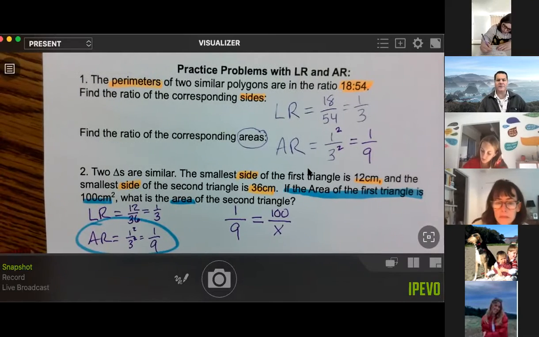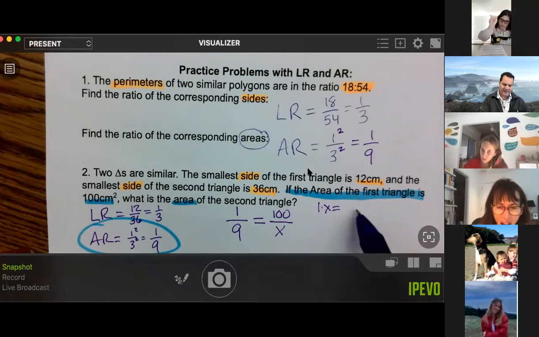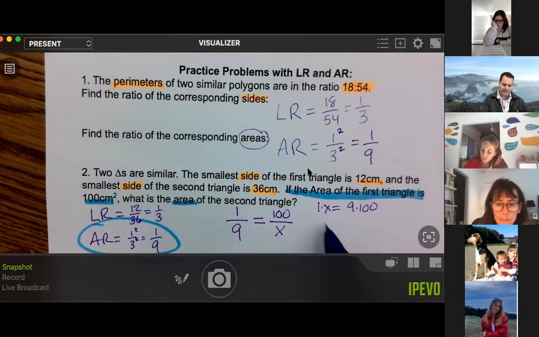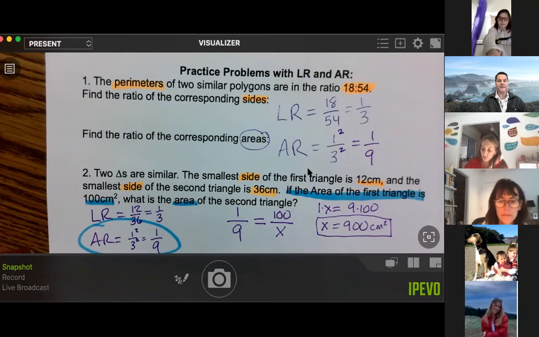This particular problem is probably intuitively solved by you. You see that 1 times 100 makes 100, and 9 times 100 should make 900. But the process is to cross multiply and solve. So I take 1 times X equals 9 times 100. There's nothing to divide by, or you can divide by 1, and you get that X is equal to 900 centimeters squared. That would be the area of the second triangle.